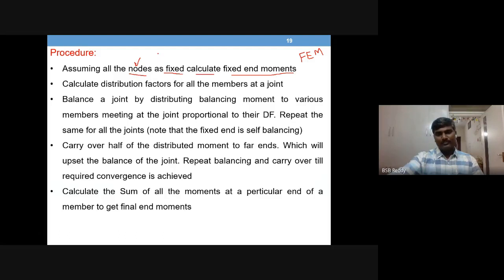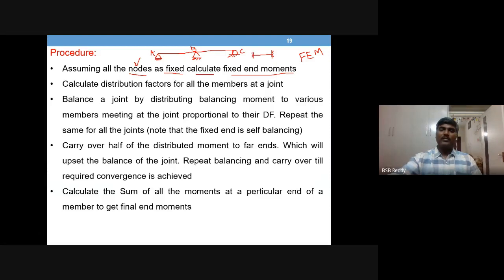Every end point of a member is called a node. So all the end nodes you should assume are fixed. For example, if this is a continuous beam having three supports, just a minimum case I take, say A, B, C is a continuous beam. If this is the given beam and I ask you to solve this problem and draw BMD or SFD, what you should do first is take AB as a fixed beam.